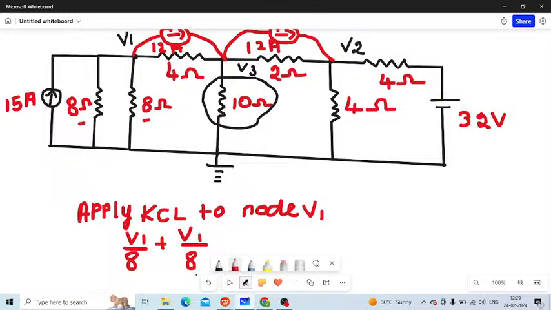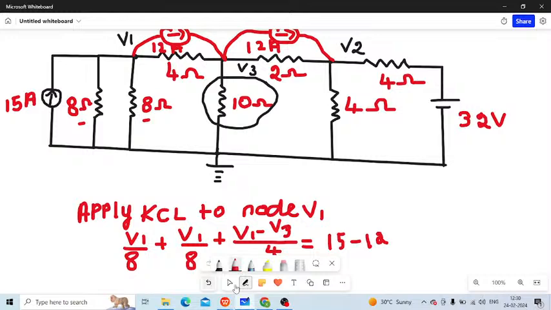V1 by 8 plus V1 by 8 plus V1 minus V3 by 4, students. I told you there's a resistance and here there are two voltages. You need to subtract the two voltages and divide by the resistance. It is plus V1 minus V3 divided by 4, which is equal to 15 ampere minus 12 ampere.